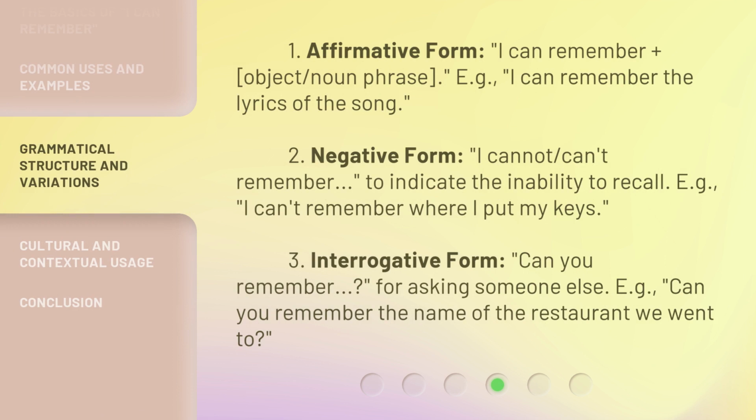1. Affirmative form. "I can remember" plus an object or noun phrase. For example, "I can remember the lyrics of the song." 2. Negative form. "I cannot" or "can't remember," to indicate the inability to recall. For example, "I can't remember where I put my keys." 3. Interrogative form. "Can you remember?" For asking someone else. For example, "Can you remember the name of the restaurant we went to?"